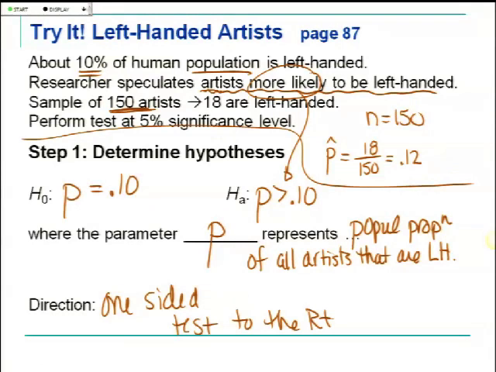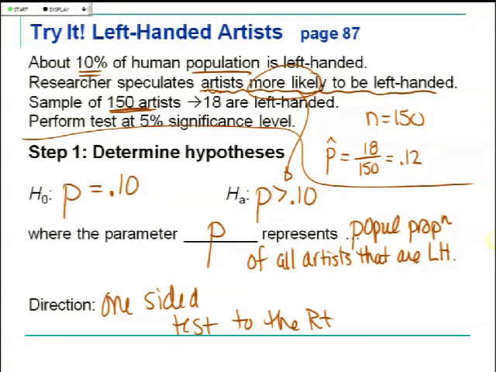Now, why can't I just stop here and say, it's obvious I've proven HA true? 12% in your sample were left-handed. That's bigger than 10%. What happens if you were to take another sample of 150 artists? Are you going to get 12% every single time being left-handed? Maybe the next time you get 9%. And then maybe you get exactly 10%. Maybe you get 13%. It's going to vary. So we have to understand how it varies to know whether 12 and 10 are really different or not.